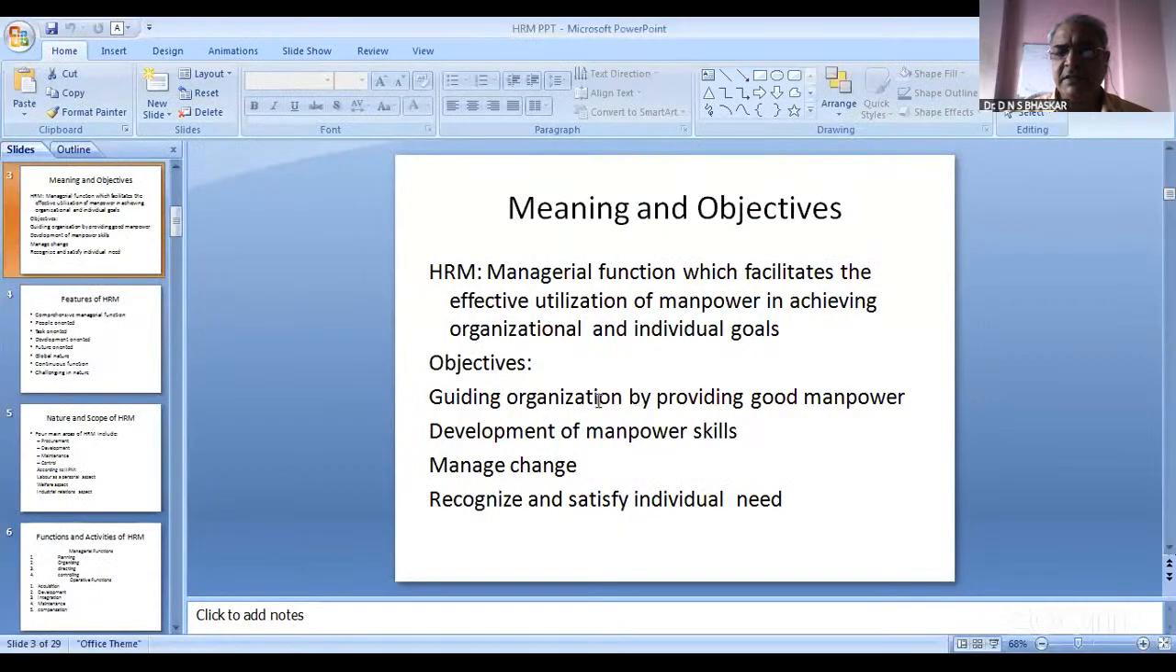So the meaning and objectives of human resources are to be taken into consideration. Managerial function: HRM is basically a managerial function. It facilitates the effective utilization of manpower in achieving organizational goals. The main objective of HRM is to understand the various aspects relating to how to manage human resources. That is guiding the organization and providing good manpower, and all these aspects are very important. And development of manpower skills is an important aspect. Once an employee is appointed, developing the skills is very important.